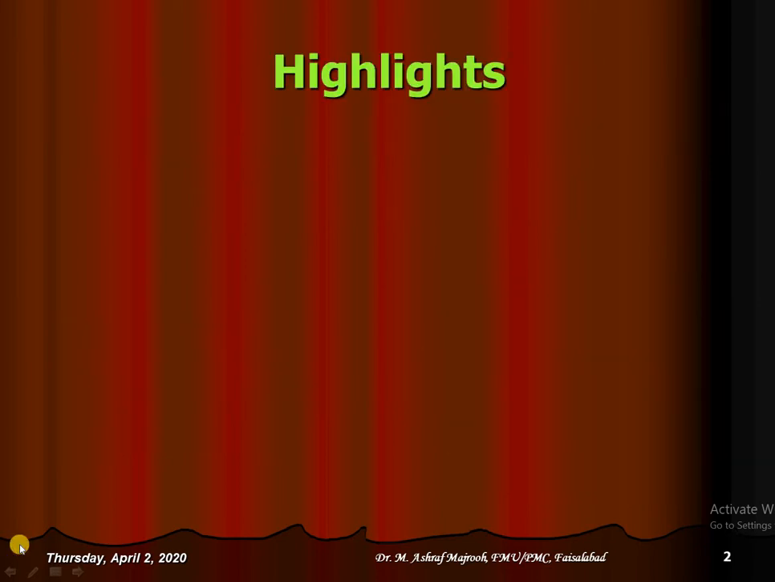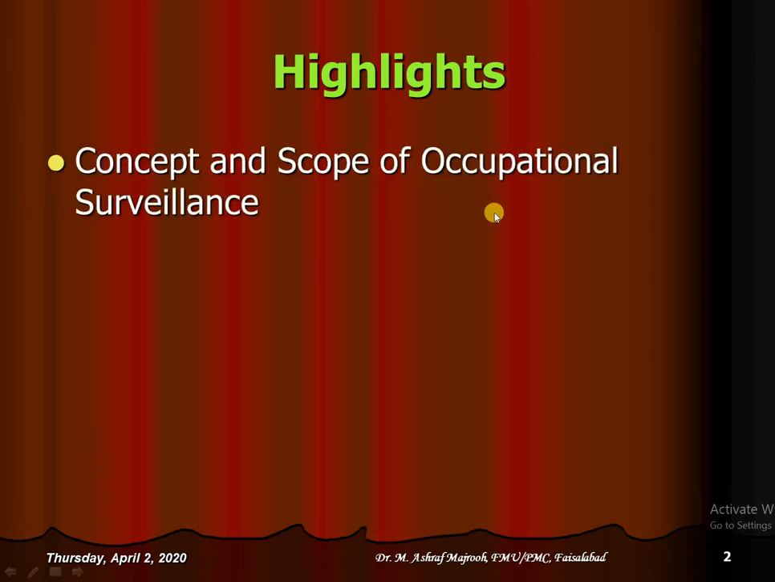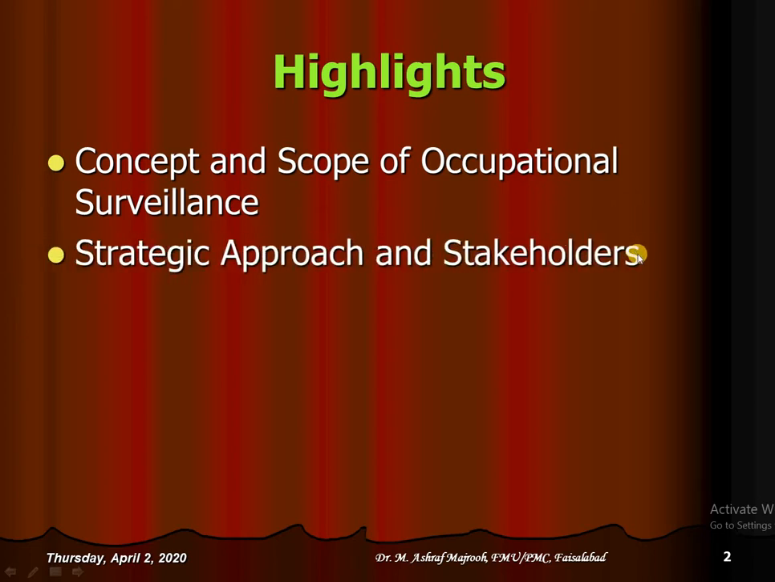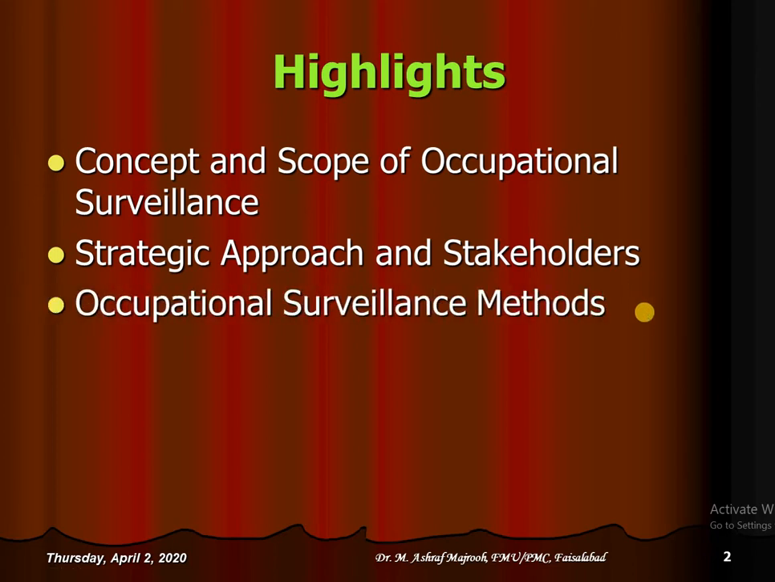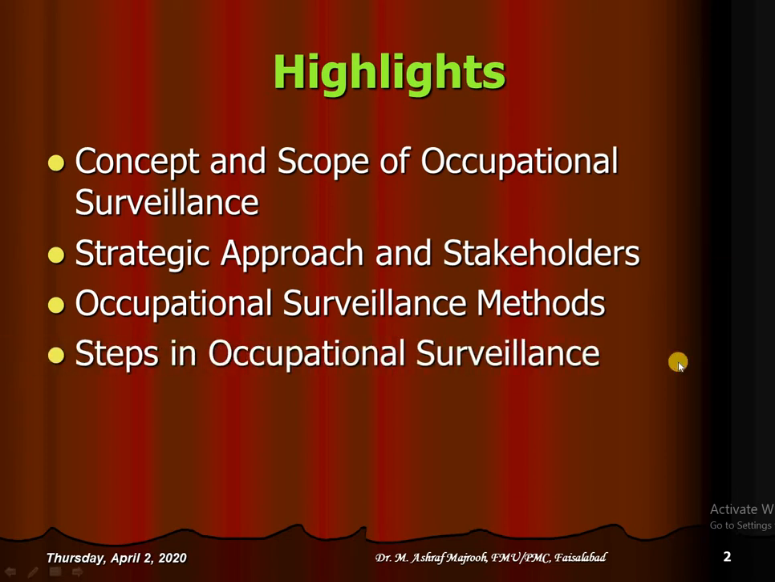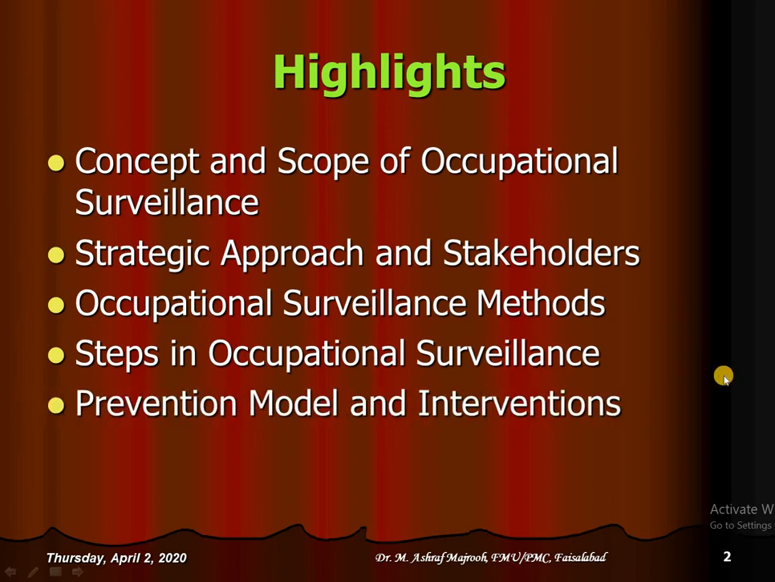The highlights of this session are the concept and scope of occupational health, occupational surveillance, the strategic approach and the stakeholders, the occupational surveillance methods, the steps in occupational surveillance, and prevention model and intervention for occupational health. So these are the highlights. We will take one by one and discuss in detail.